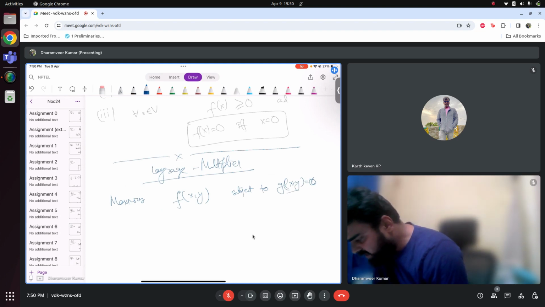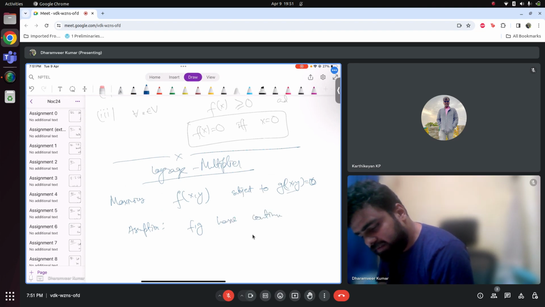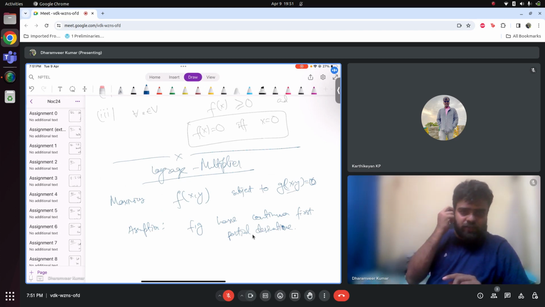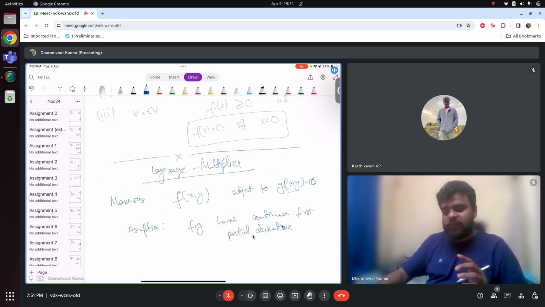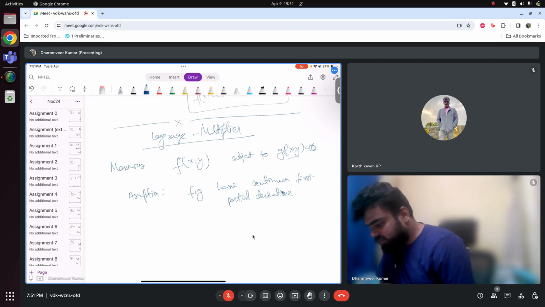Now the assumption is f and g have continuous first partial derivatives. I'm giving a hand-wavy proof. Any proof in this case is a hand-wavy proof in general, unless they use the implicit function theorem and a lot of things. It's complicated. It's very complicated. It's not easy. Okay.